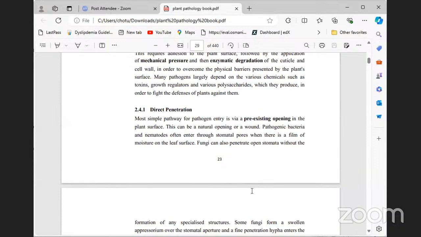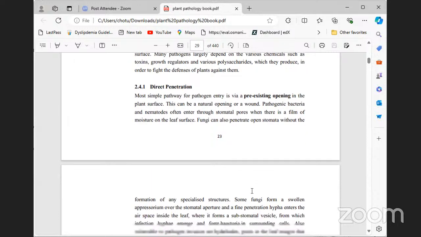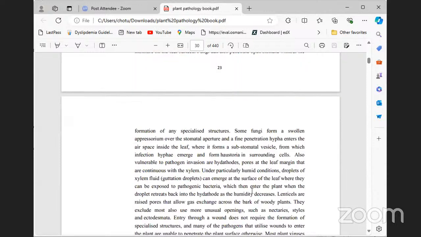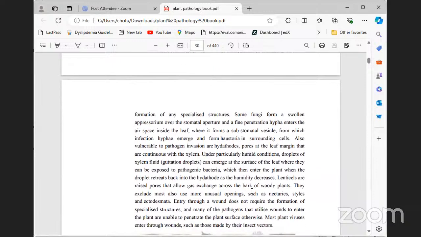Direct penetration: the simplest pathway for pathogen entry is via pre-existing openings in the plant surface. This can be a natural opening or a wound. Pathogenic bacteria and nematodes enter through stomatal pores when there is a film of moisture on the leaf surface. Fungi can also penetrate open stomata without the formation of any specialized structure.